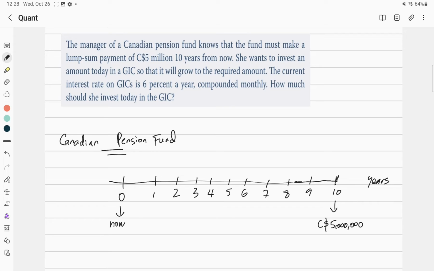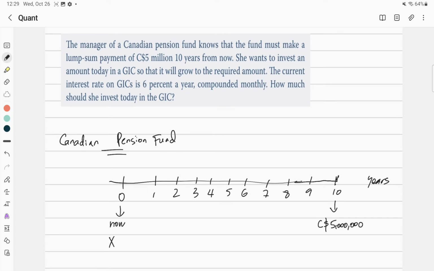Now, this manager wants to invest an amount today, an amount that we don't know, in some kind of investment, so that it will grow to the required amount in 10 years. She wants to invest X amount of money today so that in 10 years it will grow to 5 million Canadian dollars, so that she can pay her investors, right? So that's the problem we're trying to set up.